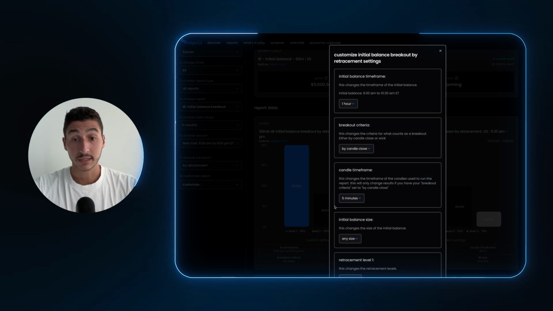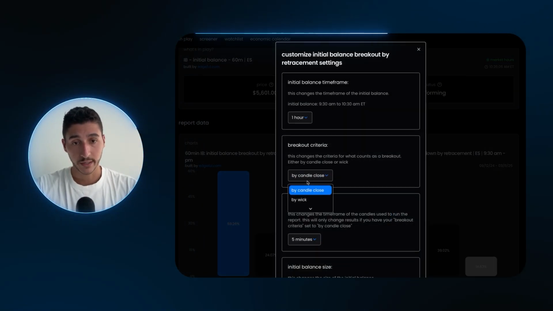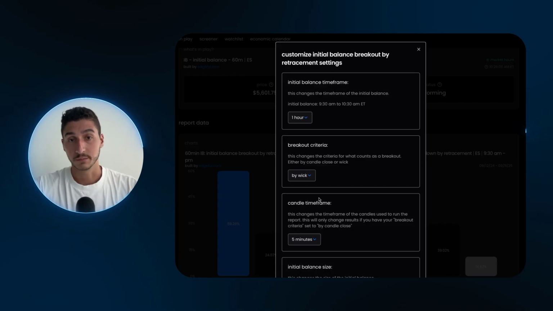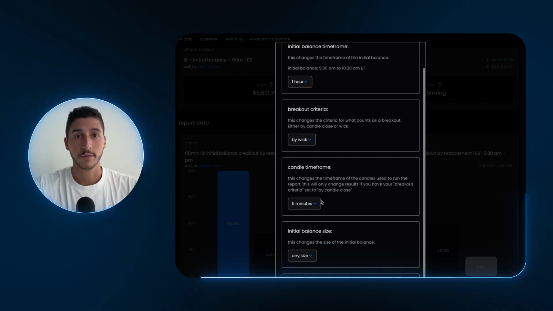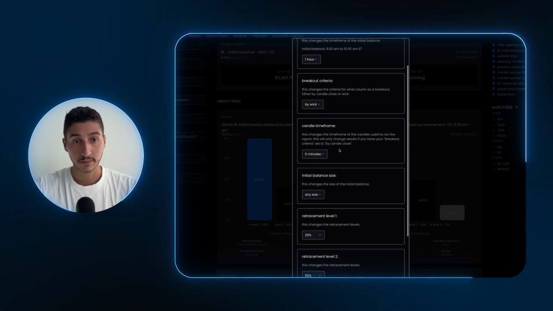But the customizations do have a pretty decent impact, to be honest. I like to leave it to the wick just because it is more simple for me. I don't have to worry about the time frames. If I want to go from a 5-minute to a 15-minute, I don't have to worry about anything.